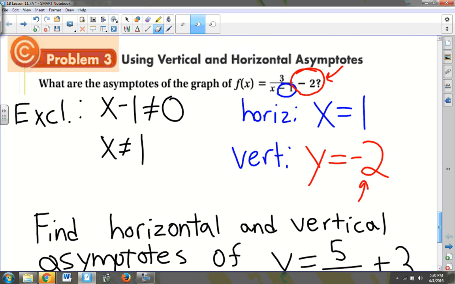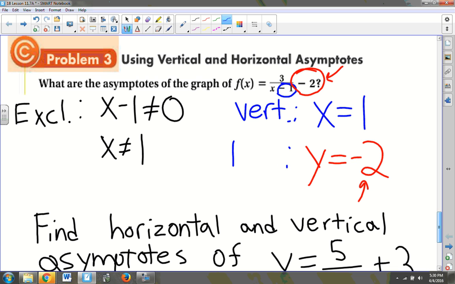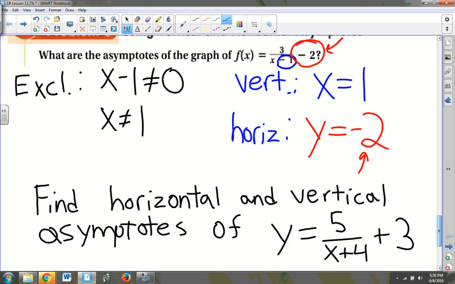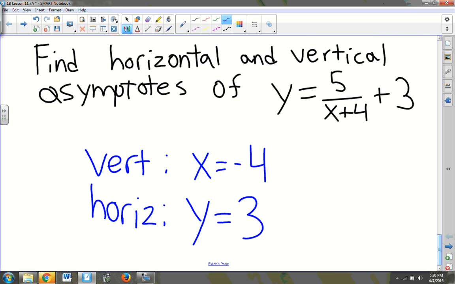The horizontal asymptote, that's not the horizontal asymptote, that's the vertical asymptote. Vertical asymptote is there at x equals positive 1. The horizontal asymptote is at y equals negative 2. My apologies there. Horizontals are always y values. Verticals are always x values.